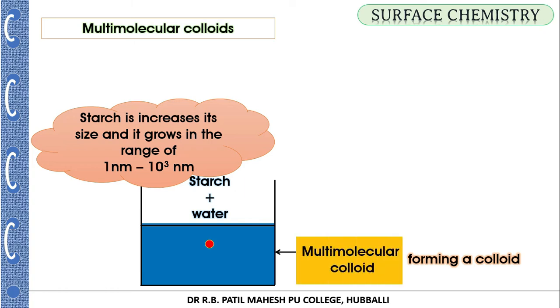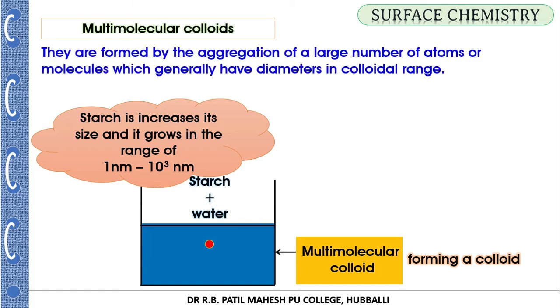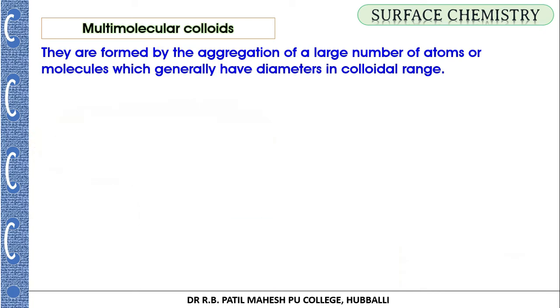How is it formed, students? By aggregation of a large number of molecules or atoms. In some cases, atoms grow enough that the diameter or size increases to the size of colloidal particles. Thus, multimolecular colloids are formed by aggregation of a large number of atoms or molecules which generally have a diameter or size of colloidal range. Examples: gold sol, silver sol, platinum sol, sulfur sol.